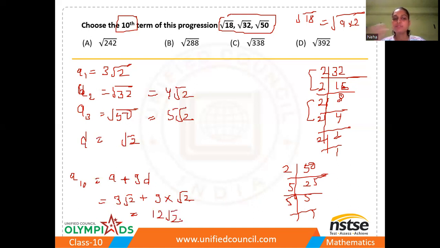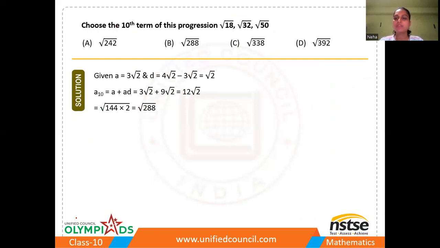Okay, so 12 root 2. 12 I can write as square root of 144, because here I can see that every number is under the square root, right? So I can write it as 144 multiplied by 2, that means this is square root of 288. Now I can see the answer. Clear? Alright, this question is quite simple, right? So these types of questions can save some time for you in the exam.